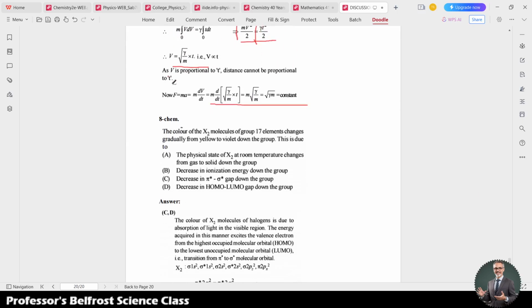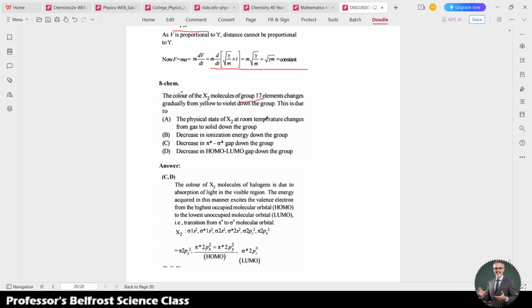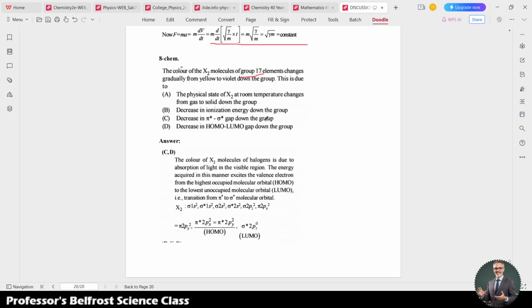Next, chemistry. The color of X2 molecules of group 17 elements, group 7A, changes gradually from yellow to violet down the group, and this is due to... it needs some comprehension here, because all of these are actually correct related to group 17 molecules. It's correct that the physical state changes from gas to solid down the group. Decrease in ionization energy down the group is also correct, but it has no relation to explain this phenomenon. The ones that explain this are C and D.